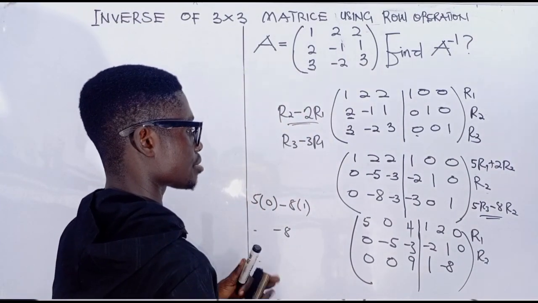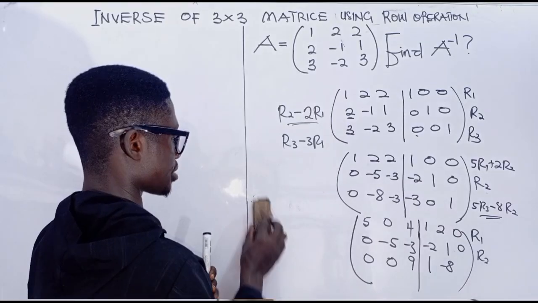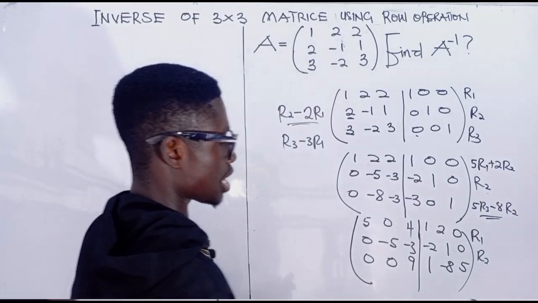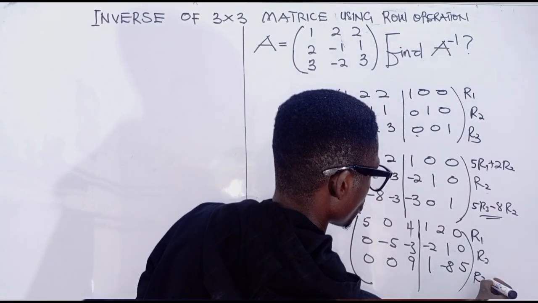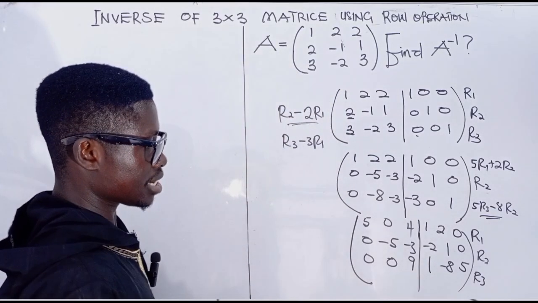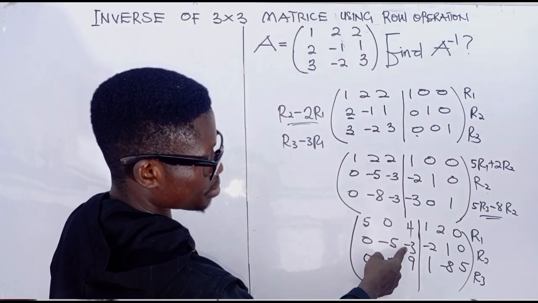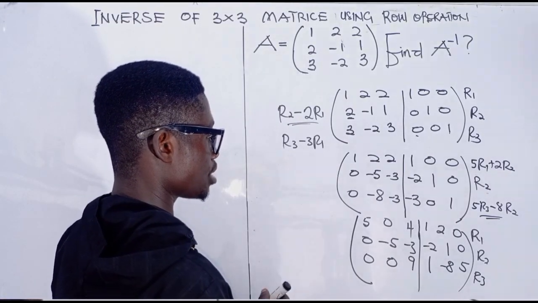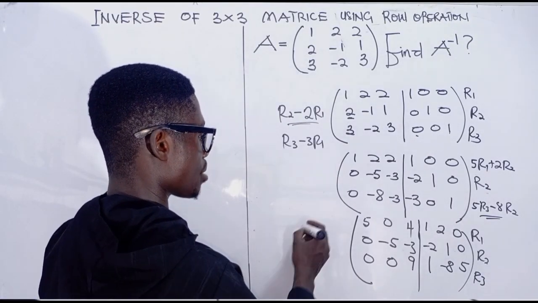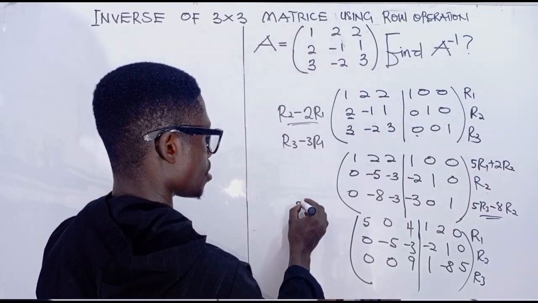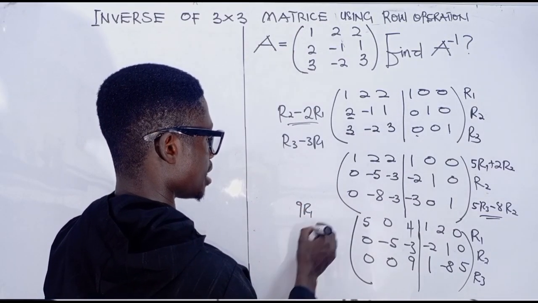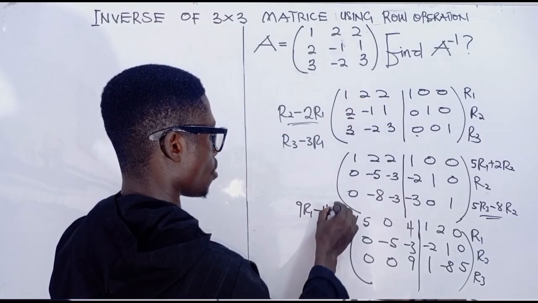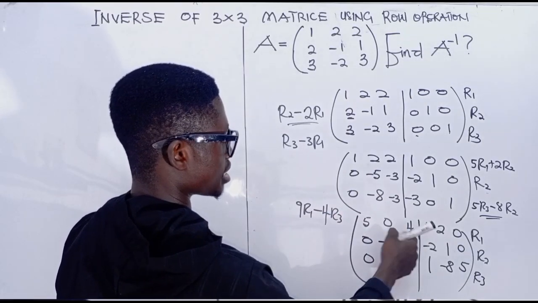Then we look at the last entry for row 3. So we are done with row 3. Right now we want this entry to be 0. So we can use which rule? We know that when we multiply row 1 by 9, and then we have minus 4 row 3, we are going to get this entry to be 0.